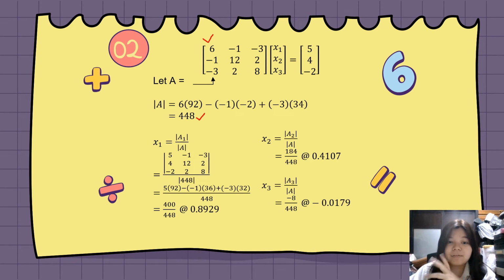And after we get it, we have to find the x1, x2 and x3 values. So how to get them? We have to use the determinant of A1 divided by the determinant of A that we found, which is 448. So we get x1 is 0.08929, and x2 is equal to 0.4107, and x3 is equal to negative 0.0179. So we get the three answers.